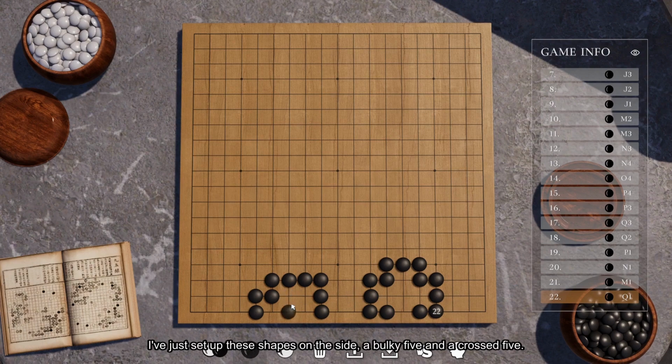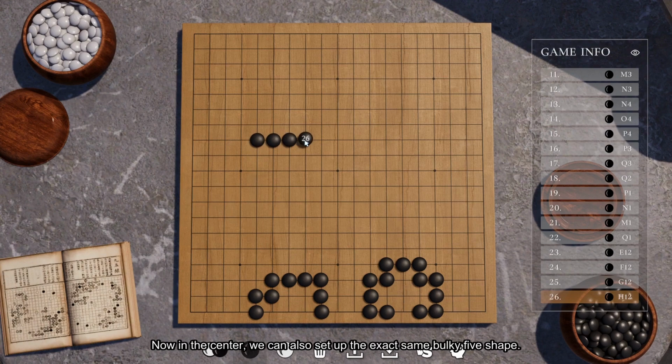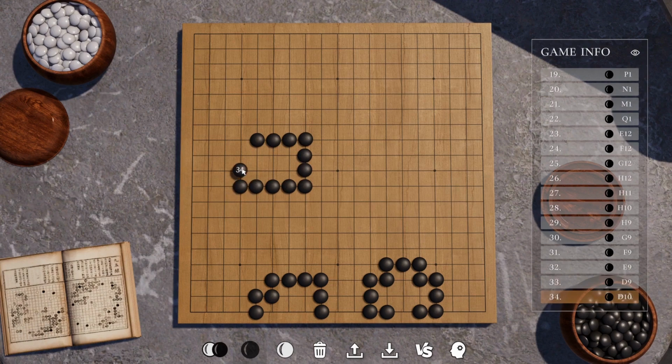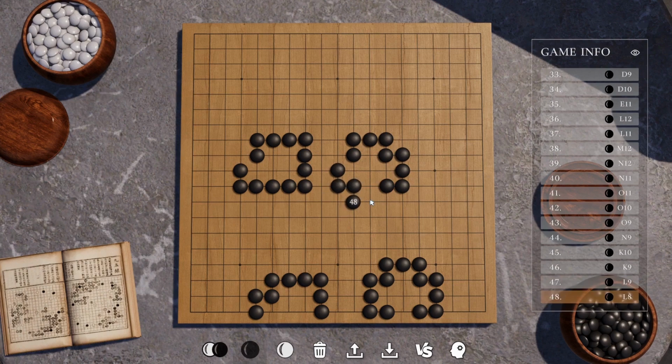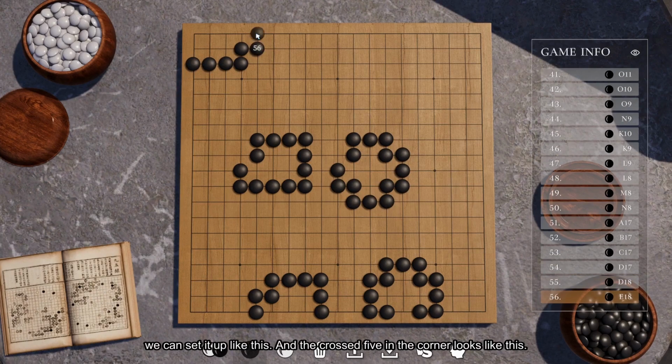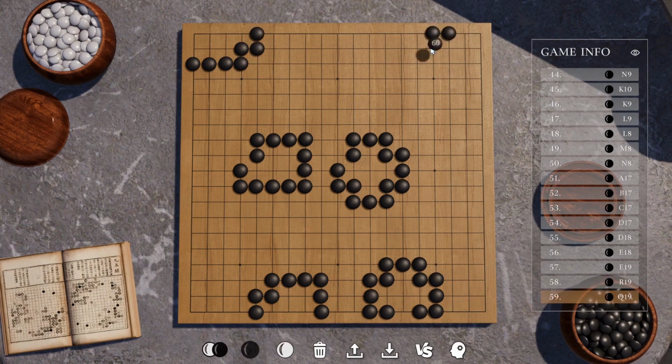I've just set up these shapes on the side, a bulky 5 and a crossed 5. Now, in the center, we can also set up the exact same bulky 5 shape. And the crossed 5 in the center can look just like this. For the bulky 5 in the corner, we can set it up like this, and the crossed 5 in the corner looks like this.